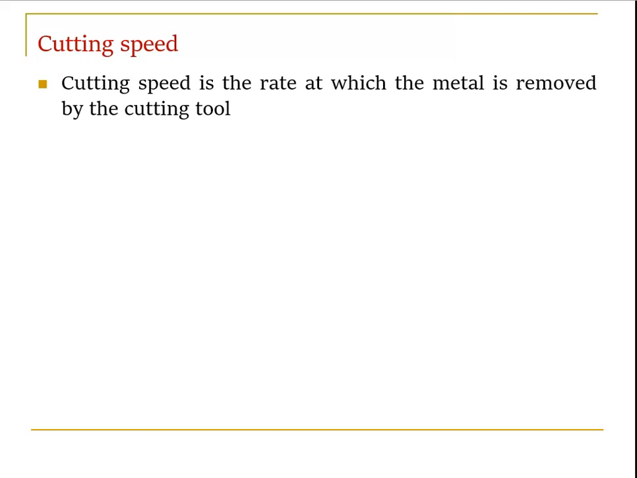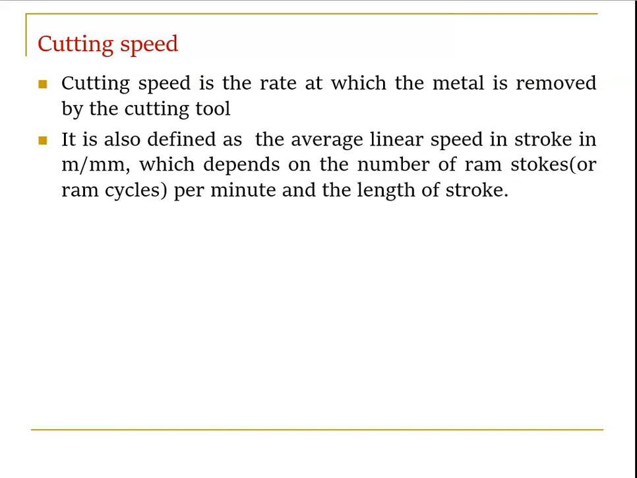Right. The final one is the process parameters of planing machine. Again, this is similar to our shaping. So the cutting speed is the rate at which the metal is removed by the cutting tool. எவ்வளோ ஸ்பீடில் கட்டிங் டூல் மெட்டலை ரிமூவ் பண்ணணும், அதான் வந்து கட்டிங் ஸ்பீட். It is also dependent on the linear speed in the stroke in mm, which depends on number of ram strokes as per the length of stroke. So இதே தான் அங்கேயும் பார்த்துருக்கோம் ஷேப்பிங்லேயும்.